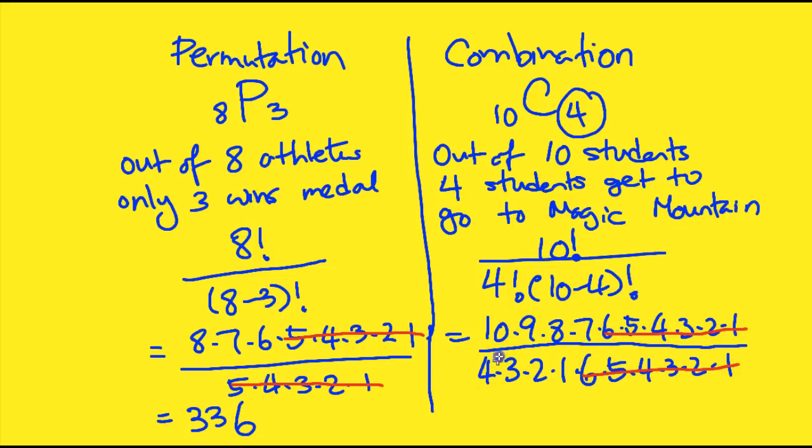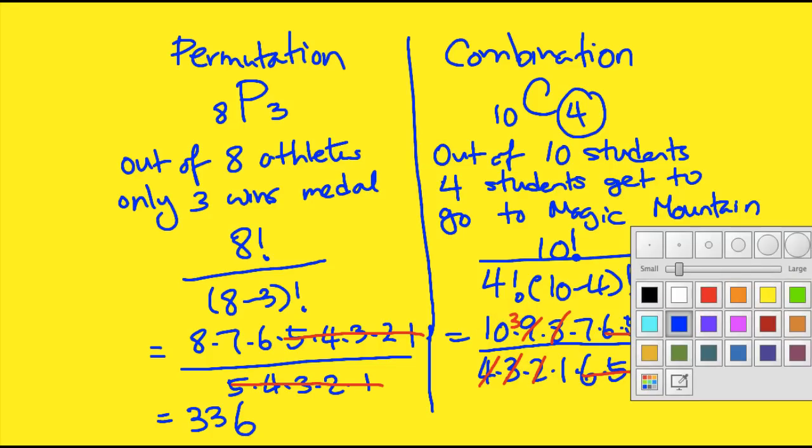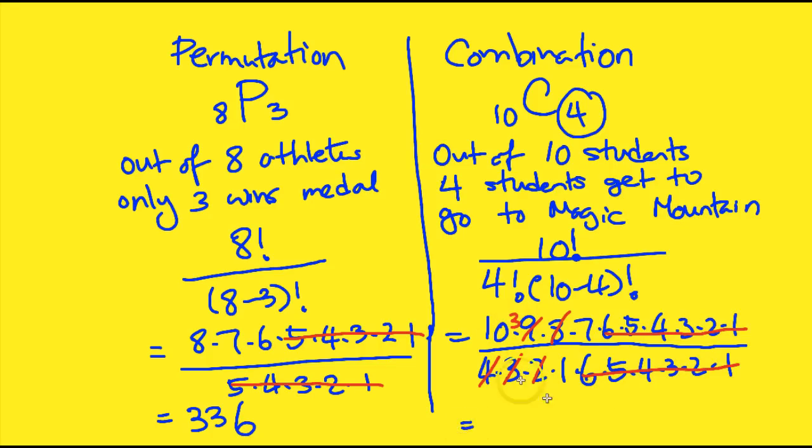And then, let's see, 4 times 2 is 8, and there's 8 on top, right? And let's see, 3 goes into 9 3 times. So now you're going to have 10 times 3 times 7, and that's going to be your answer. In how many different ways? 10 times 3 is 30, 30 times 7 is 210. So I hope that you can see the difference between the permutation and the combination.